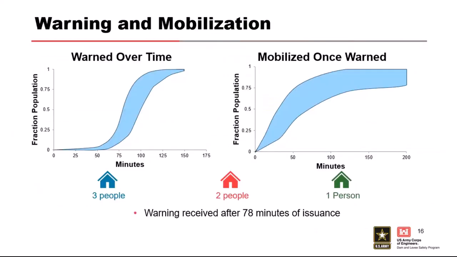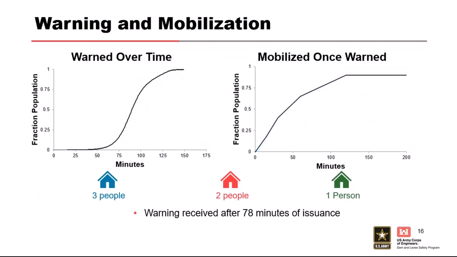In LifeSim, we take the top curve, we sample it, and we get a function per iteration. Remember, this is Monte Carlo, so per iteration. Then we sample our mobilization curve. Okay, we look at the structure with two people in it. That structure with two people in it is representative of a percentage of our population. So we sample it, get a value. Warning received 78 minutes after warning issuance. So for this structure with two people, they receive a warning 78 minutes after the issuance from the emergency managers, okay?